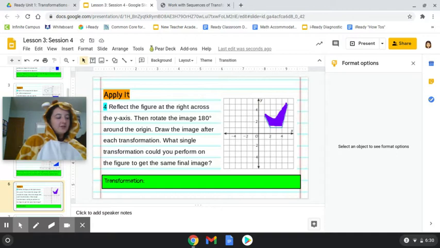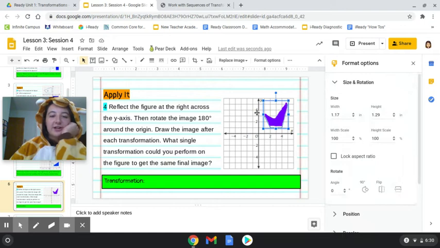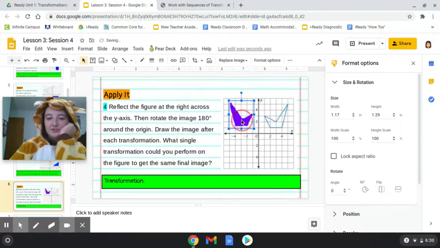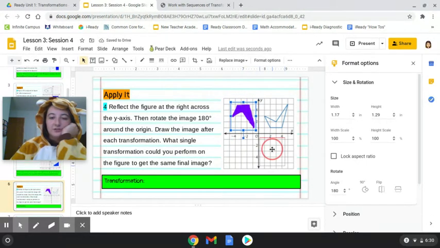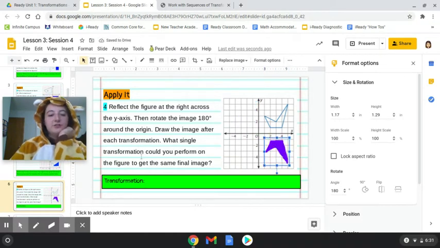Next we have question 4, so this is on page 63. So we have this figure here that we need to reflect across the y-axis. So that's this one that goes up and down. So we're going to flip it. So now it is reflected over here. And now we need to rotate it 180 degrees around the origin. So we rotate it 180 degrees, which will cause it to move 2 quadrants. So 1, 2, right here.